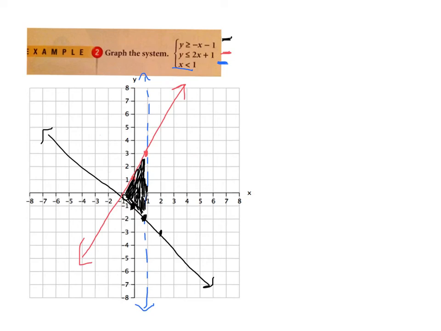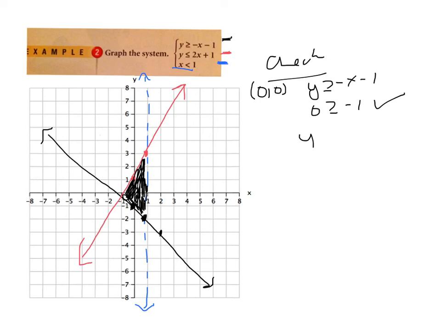So if I pick any point within this shaded region, it will work for all three. So the origin is in the system. So if we do a check, and I use the point 0, 0, let's look at y is greater than or equal to -x minus 1. 0 is greater than or equal to -1. It worked. If I use it in the y is less than or equal to 2x plus 1, 0 is less than or equal to 1.